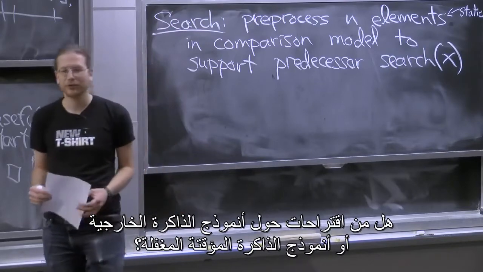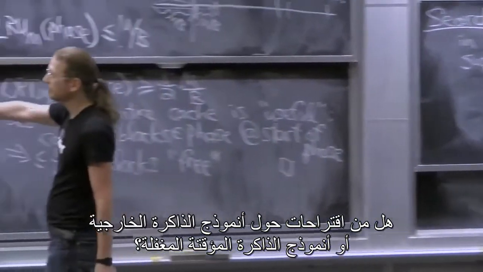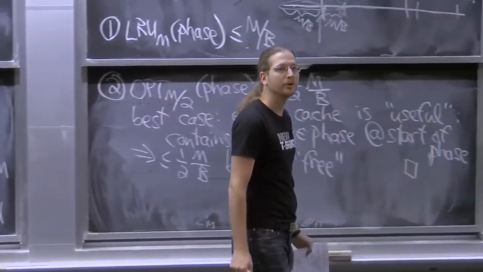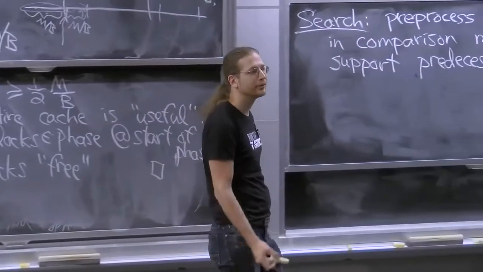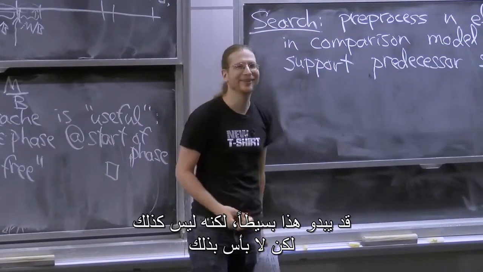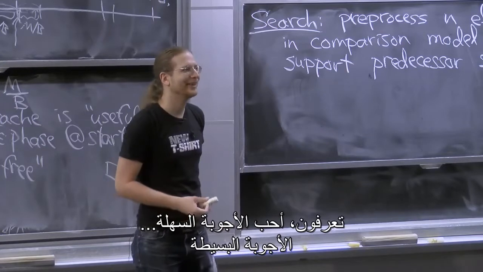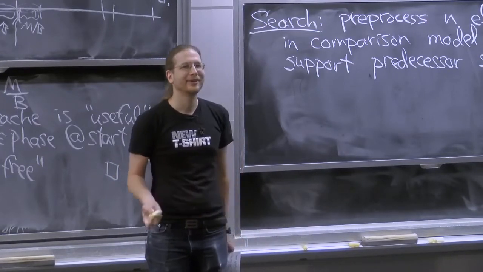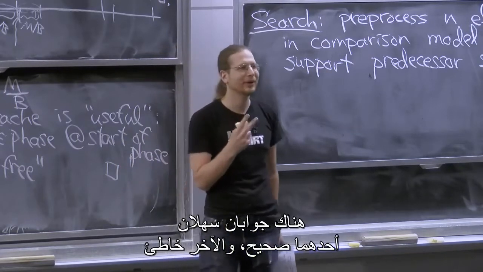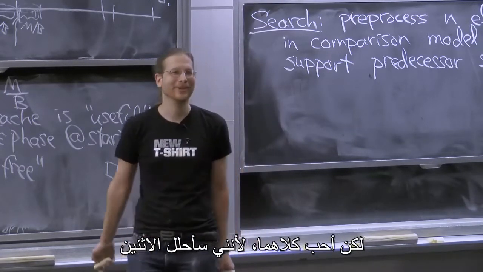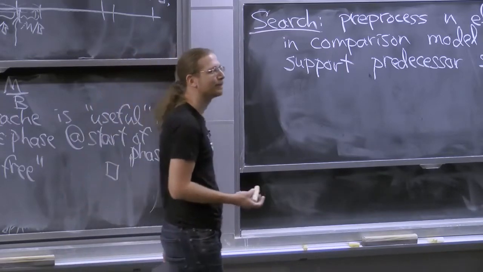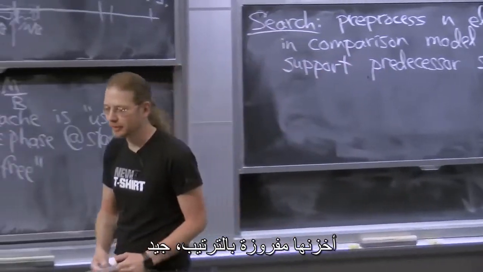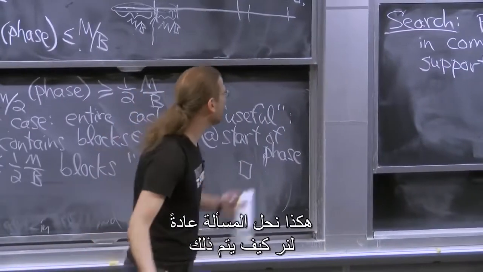So any suggestions in external memory model or cache oblivious model, how would you do this? This may sound easy, but it's not. But that's okay. I like easy answers, simple answers. There's two simple answers. One is correct, one is wrong. But I like both, because I want to analyze both. Yeah? Store them sorted in order. Good. That's how we normally solve this problem.